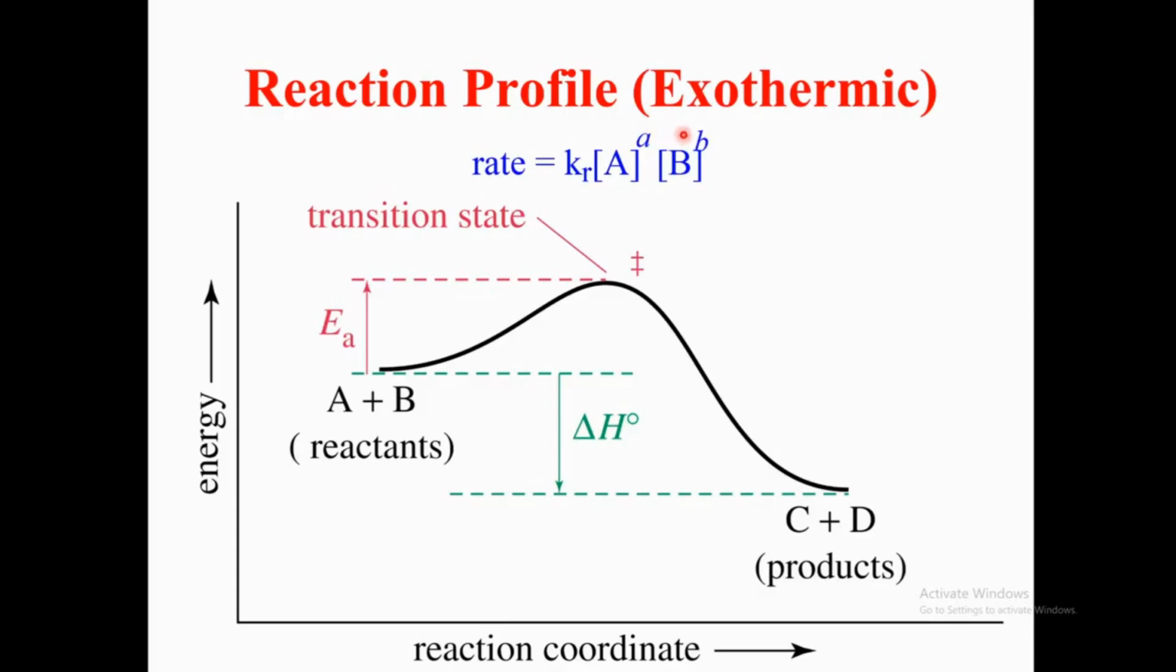Next is the reaction profile. This reaction profile is for exothermic reactions. This is the reaction coordinate on the x-axis and energy is on the y-axis. And this is the rate equation, k[A]^a[B]^b. These are the reactants A and B, which react together to give the product CD, and this is the activation energy barrier required, and this reaction undergoes a transition state which is indicated with this sign. This is the delta H, heat of formation, and as you can see the reactants are higher in energy and products are lower in energy, and this reaction profile is for an exothermic reaction.